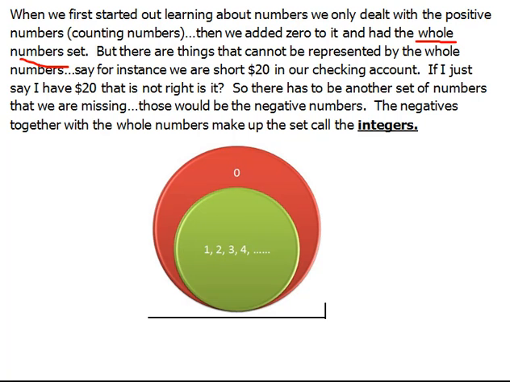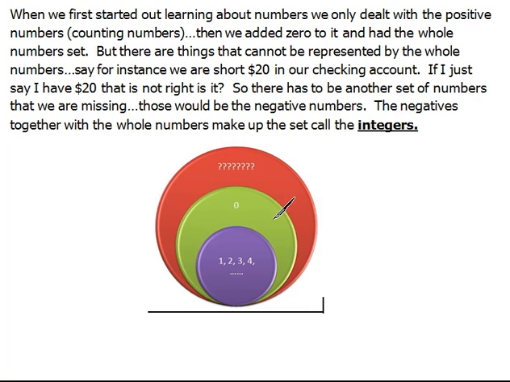Then as we get a little bit older, we start learning that there are things that you can't describe by zero or the counting numbers. And those things would be things like describing if you're $20 short in your checking account or something like that. So you have to have a new set of numbers, and that would be called the negative numbers. So we have to introduce this set of negative numbers now. When you put all of those together, all of the negative numbers, 0, and then the positive numbers, we call that set the set of integers. And that's what we're going to be working with in this section.